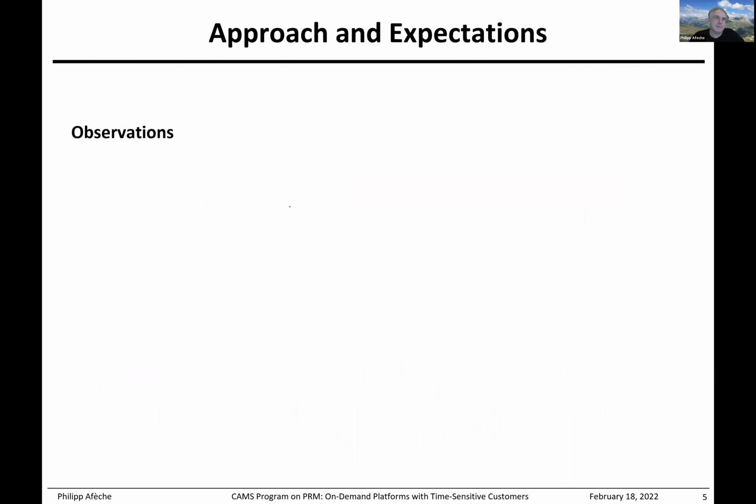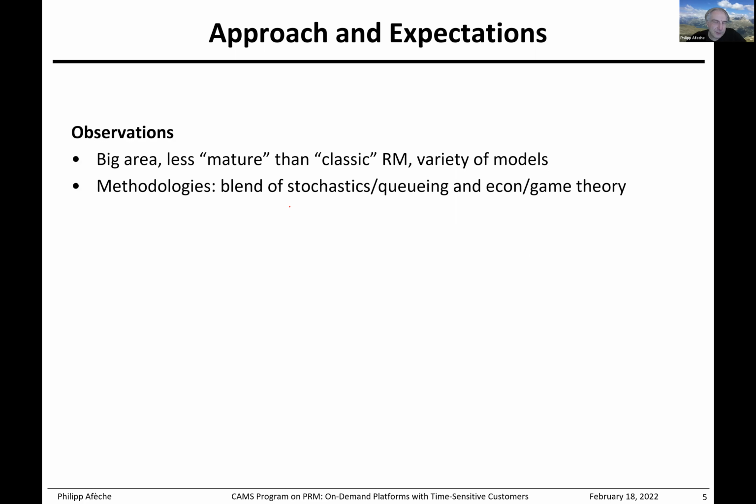Now some comments just to set your expectations, right? If you look at this area, it's a big area. I mean, there are other big areas, but it's big and growing. And I think it's fair to say that it's in some sense less mature than classic RM. So there's a variety of models that capture aspects of the problem, right? And if you look at methodologies, it's really a blend of stochastics and queuing on the one hand, and then we need to model incentives and decentralized decision making, right?